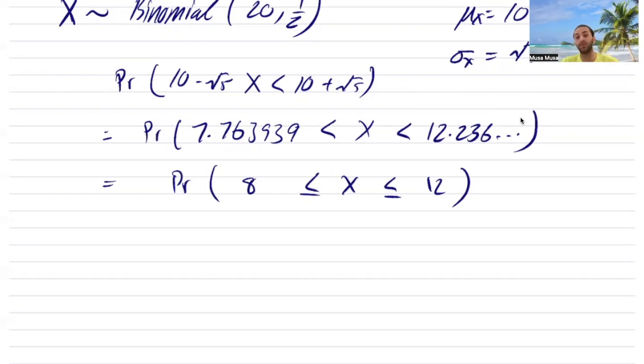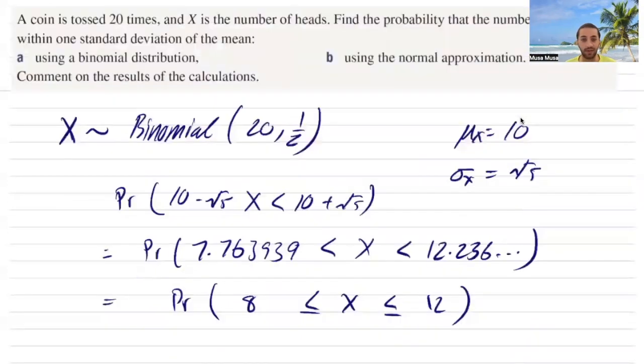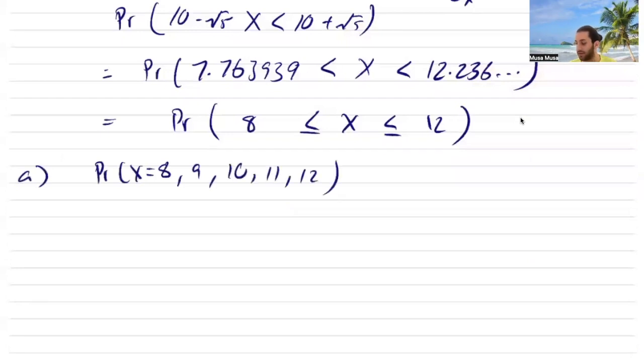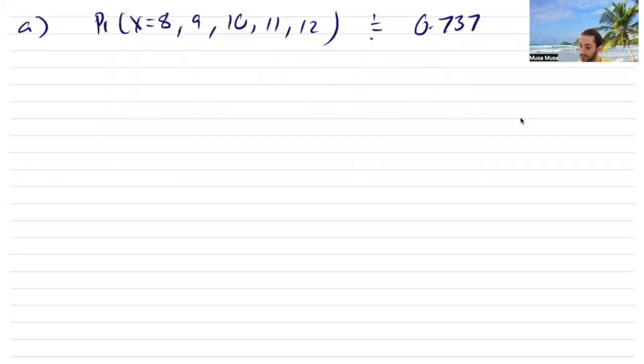I could have asked this question even before we started talking about today's content. Actually, no, because you need to find the mean and the standard deviation. But besides that, no normal distribution stuff. So in part A, you would just do cases: X equals 8, 9, 10, 11, and 12. Each of those has its own probability. You would just figure it out. I think I've already written the answer to this, and it's approximately 0.737.